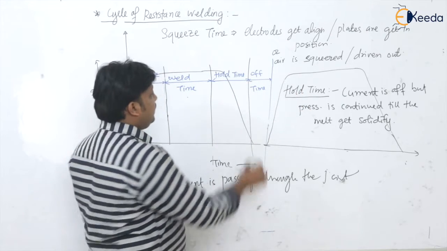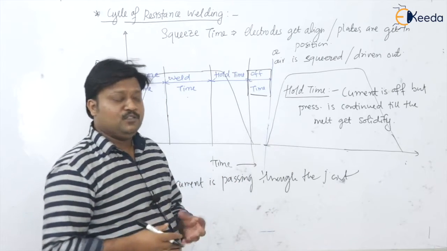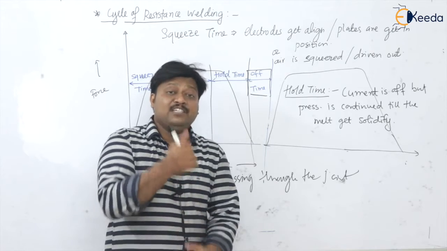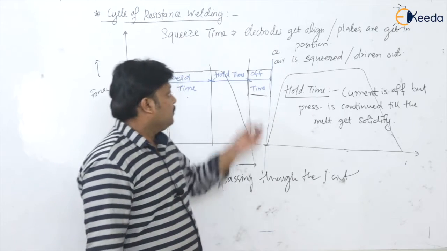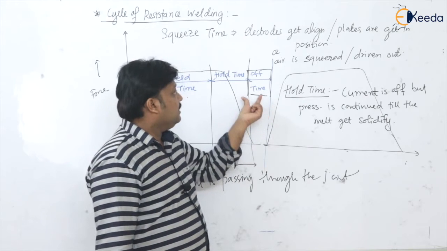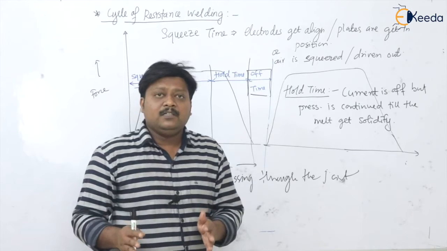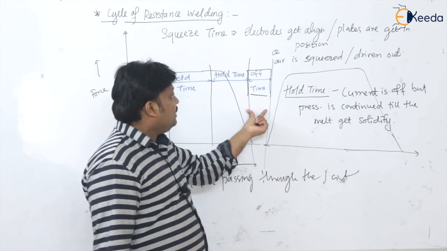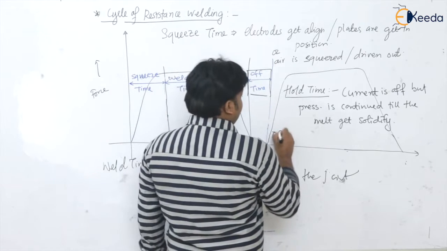And what is off time? So off time is what? After completion of the joint or completion of the spot, the electrode should now be ready for the next spot. It is nothing but the time for preparation of the electrode to have the next spot. That time is known as the off time.